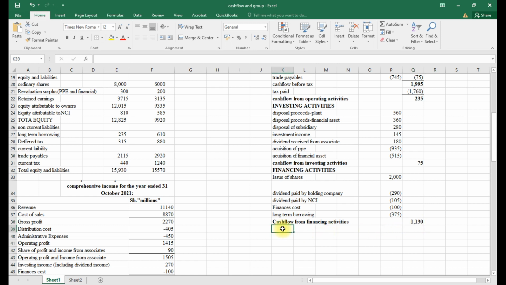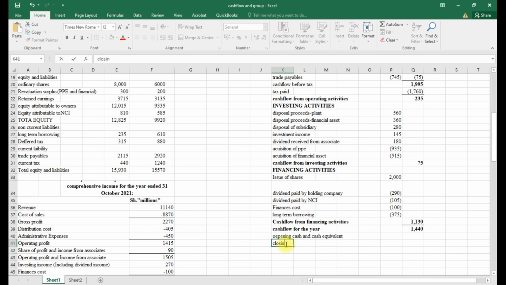And here now we get the cash flow for the year. Our cash flow for the year equals the sum now. I enter cash flow for the year. I will bold that, and I bold this, and I put the top border for that. We have opening cash and cash equivalent. Then you have closing cash and cash equivalent.